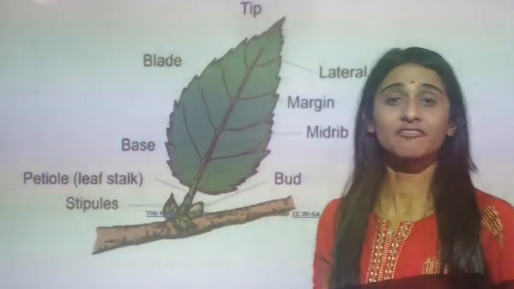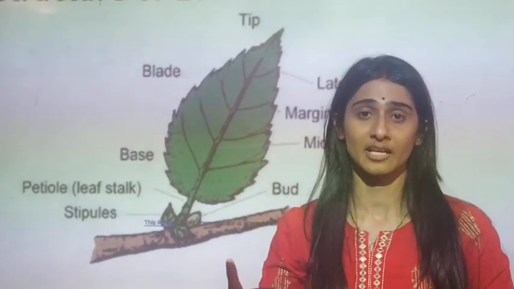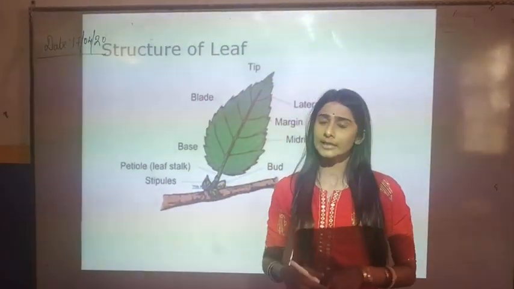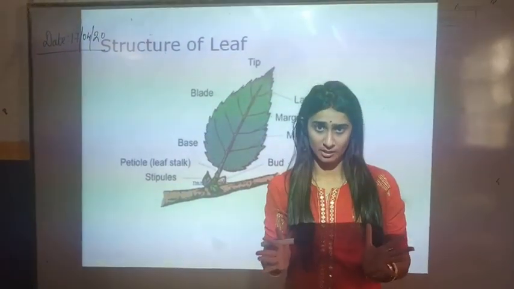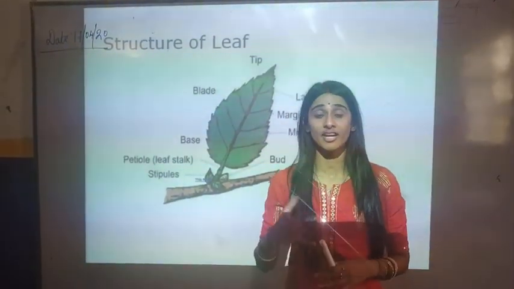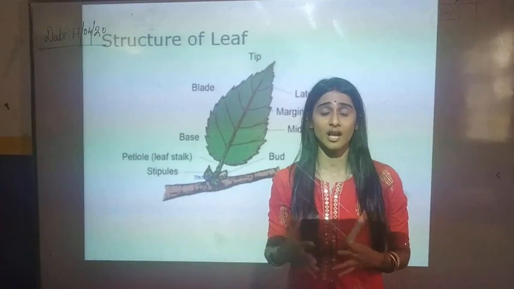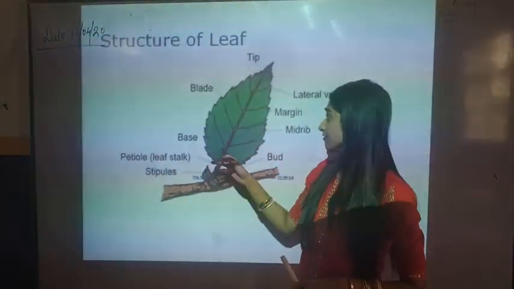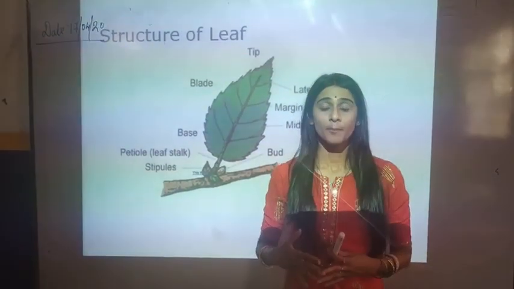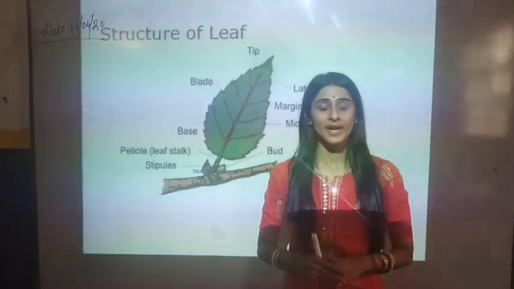Sometimes these leaf veins are arranged in a parallel manner, meaning they are equidistant from each other. In some other leaves you can see these are in a crisscross manner. The leaves where the veins are arranged in a crisscross manner form a network, and the leaf veins when they are arranged in a parallel manner are known as parallel veins.